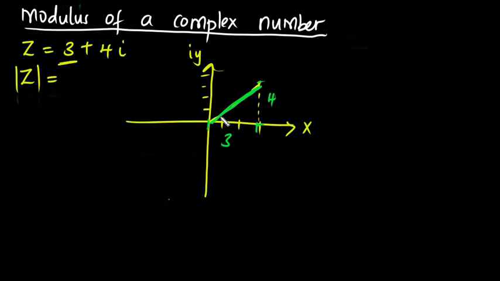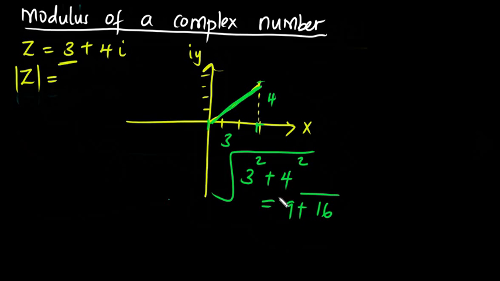So just go ahead and try to work out this length using the Pythagoras formula. So you're going to have 3 squared plus 4 squared, and then we find the square root, and this is going to be 9 plus 16, and this is going to be the root of 25, which is equal to 5. So that is the modulus of this complex number.